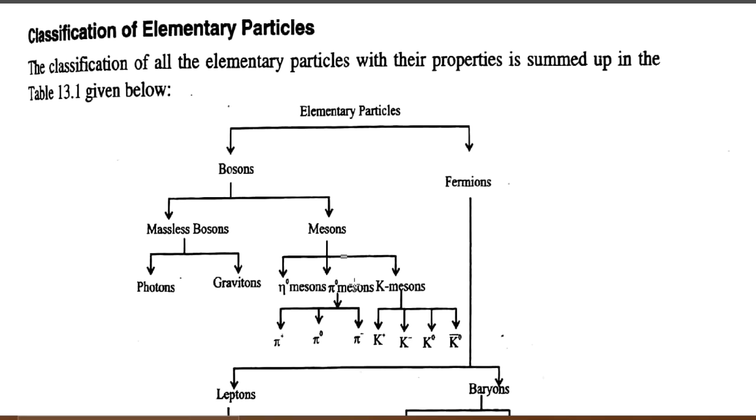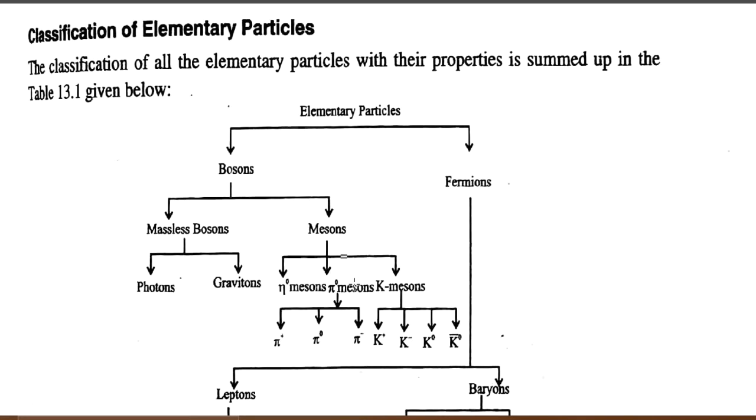Mesons are of three types: pi mesons, K mesons, and eta mesons. Eta mesons are eta 0 and its antiparticle is eta 0 complement. Pi mesons are of three types: pi plus, pi 0, pi minus. Similarly, K mesons are of four types: K plus, K minus, K0, and its antiparticle K0 complement.